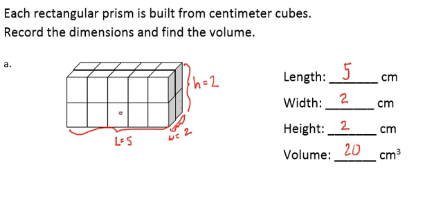cubic centimeters in all. Another way to look at that is 5 times 2, the length times the width, would show me the number of cubes in the base, and multiply that times 2 because there's 2 layers. 5 times 2 is 10, times 2 is 20. So this multiplication problem would also show me the volume of this rectangular prism.